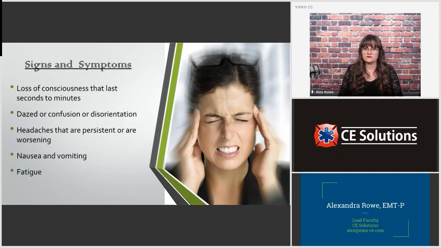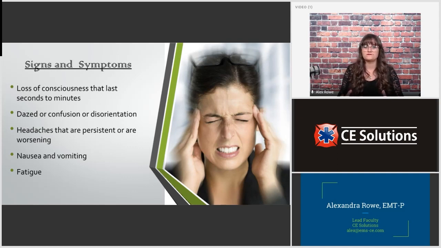Here are some signs and symptoms. There are a few slides related to signs and symptoms, but we're going to separate them by general symptoms, sensory, and then cognitive as well. General symptoms would be loss of consciousness, which could last, again, seconds to minutes, depending on how severe the injury is. They could be disoriented, not really know what's going on, confused. They may be repeating themselves over and over. Headaches that are persistent or worsening.